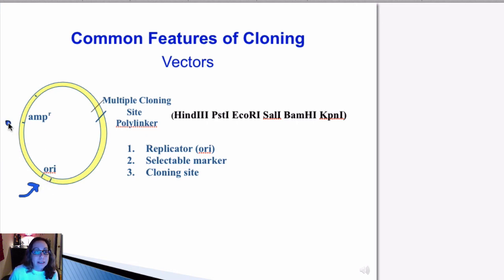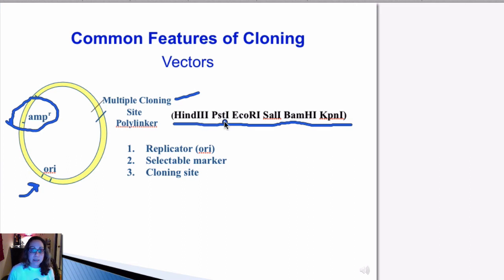Plasmids also have resistance genes, antibiotic resistance genes. This one is ampicillin resistance. Plasmids also have what's called a multiple cloning site. So in this multiple cloning site, there are sequences for specific restriction enzymes. And in this example, it's HindIII, PstI, EcoRI, SalI, BamHI, and KpnI. So the fact that plasmids have an origin of replication, a selectable marker such as an antibiotic resistance gene, and these cloning sites make them very good vectors for cloning.